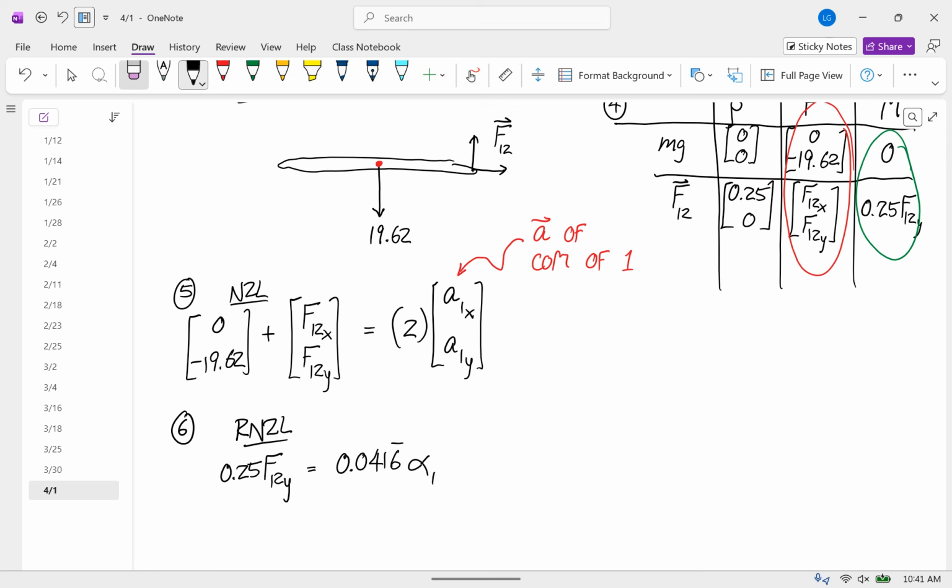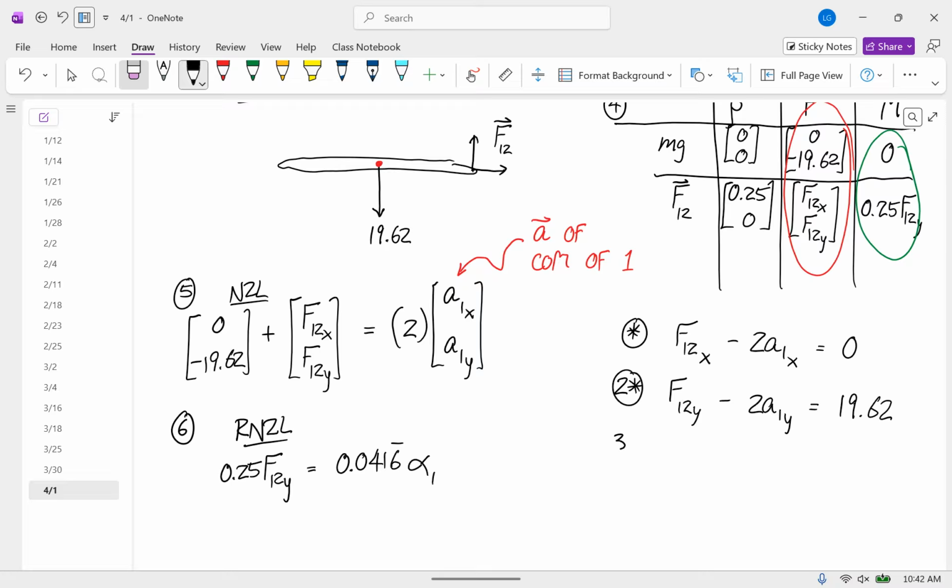Okay, so we have our first 3 equations. I'm going to write it as, so equation star is F12x minus 2a1x is equal to 0. Equation 2 star says F12y minus 2a1y is equal to positive 19.62.